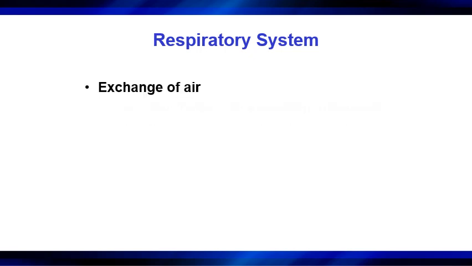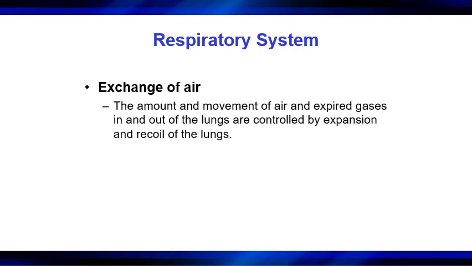So the exchange of air, there are obviously things involved in the actual air. The amount of air and movement of air and expired gases are controlled by that recoil and expansion of the lungs. So we know that as we breathe in and breathe out, our chest moves, and that's because the lungs are going to move. Ideally, what we're looking to do with that is create a change in pressures. In order for air exchange to take place, there's got to be an exchange of pressures, and there's various pressures involved with the lungs that allow this to happen.